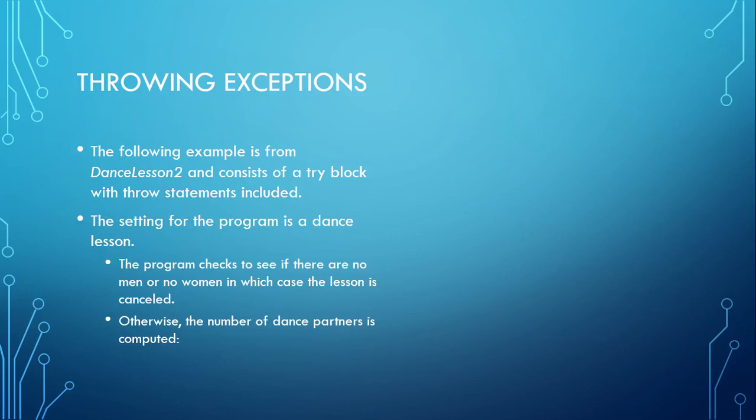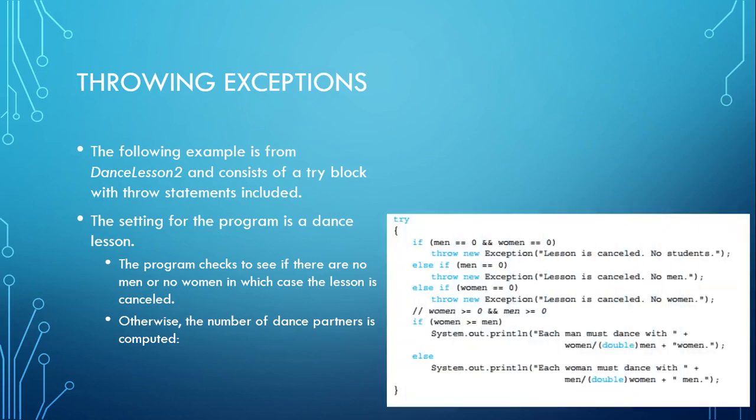The program will check to see if there are no men or women, in which case the lesson is canceled. Otherwise, the number of dance partners is computed. And here's the code right here. So here I have my try statement. So it says if men is equal to 0 and women is equal to 0, throw a new exception, lesson is canceled, no students. Also if men equals 0, throw a new exception, lesson is canceled, no men. Also if women equals 0, throw a new exception, lesson is canceled, no women.